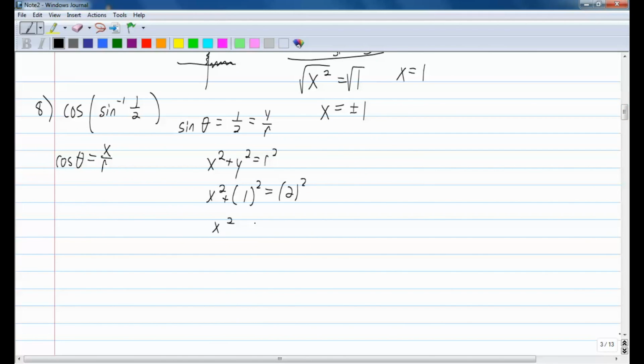So I have x squared plus 1 equals 4. So x squared equals 3, or x equals plus or minus the square root of 3. Since we're in the first quadrant, it's going to be a positive square root of 3. Alright, so the cosine is x over r. X was square root of 3, r was 2. So the answer is a positive square root of 3 over 2.